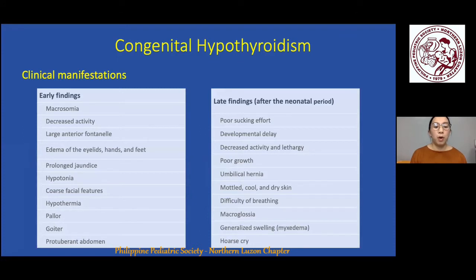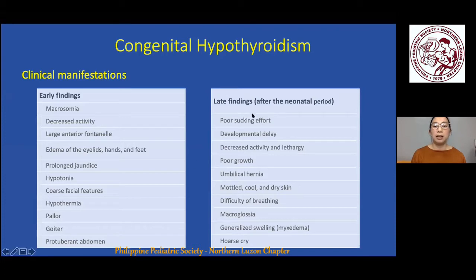Most neonates born with CH have normal appearance and no detectable physical signs. If not diagnosed or if treatment is not commenced immediately, the following findings are seen. So these are the early findings of congenital hypothyroidism: the presence of macrosomia, decreased activity, large anterior fontanelle, edema of the eyelids, hands, and feet, the presence of prolonged jaundice, hypotonia, coarse facial features, hypothermia, pallor, goiter, and protuberant abdomen.